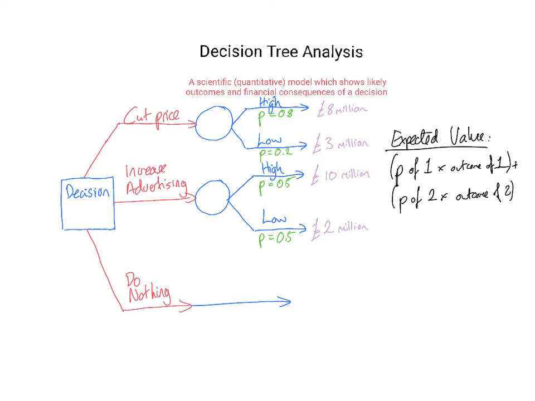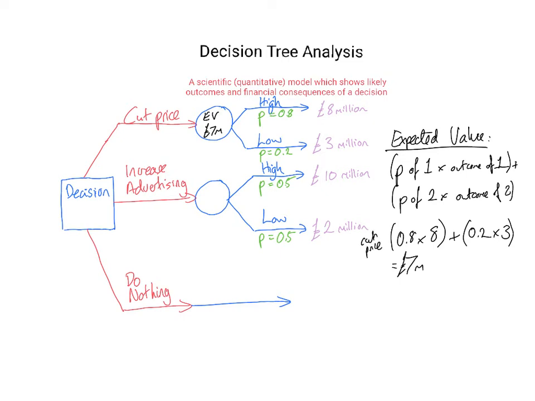Now, in this case, I've only drawn two nodes, so the expected value for me of cutting my price is the probability of option 1, which is 0.8, multiplied by the outcome of 1, which is £8 million, plus the probability of outcome 2, which is 0.2, multiplied by the outcome of 2, which equals 3. And when I perform that calculation, I get an expected value of £7 million. So I can say that on this one, I have an expected value of £7 million as a result of cutting my price. So this was the cut price option.